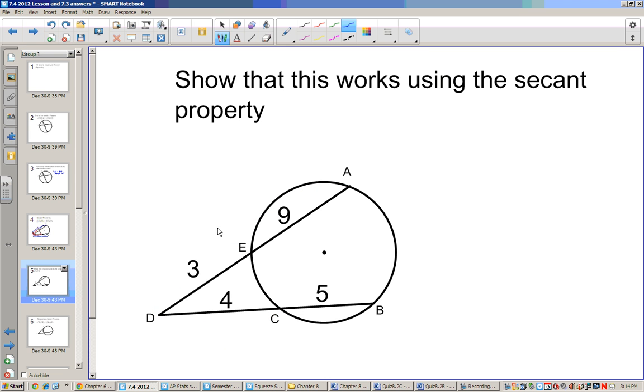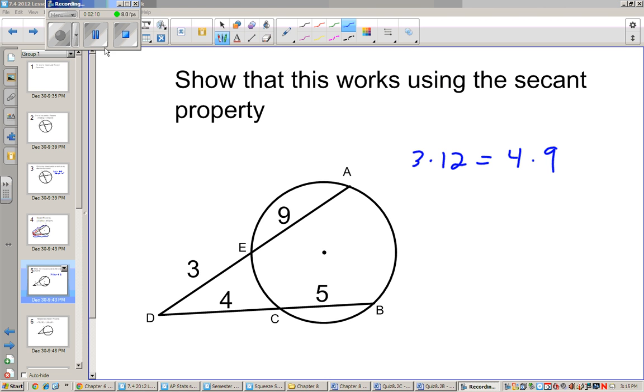What this is saying is 3 times 12, which is this whole distance, 3 times 12 is equal to 4 times the whole distance, which is 9. Now we can check to see that this works. 3 times 12 is 36, and 4 times 9 is also 36. So we can see that that works.